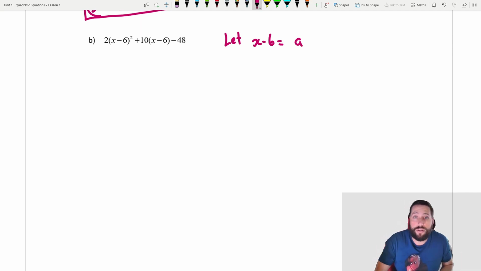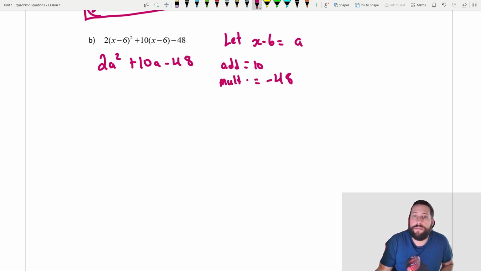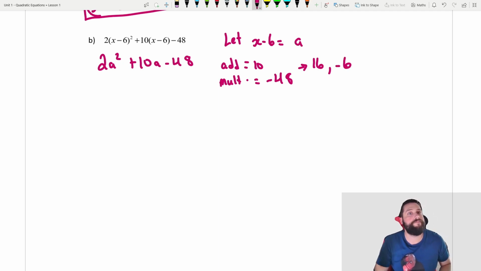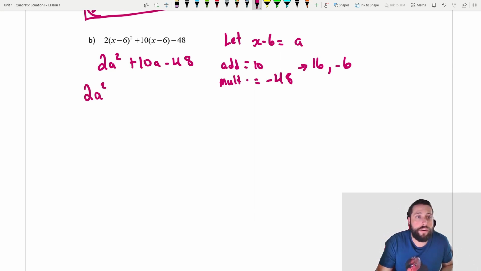All right. So if x minus 6 is a, that means this is 2a squared plus 10 times a minus 48. So we need numbers that add to give you 10 and multiply to equal negative 48. So what are the factors of that? That's going to be 16 and negative 6. Now that you figured that out, we'll move ahead and go 2a squared plus 16a minus 6a minus 48.